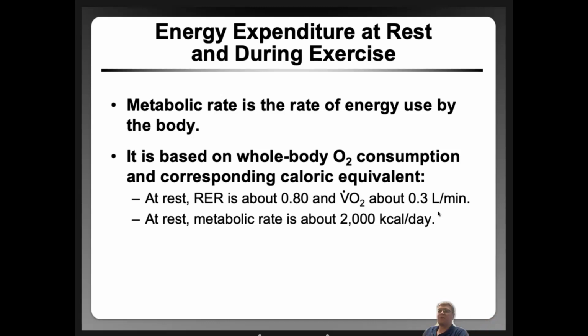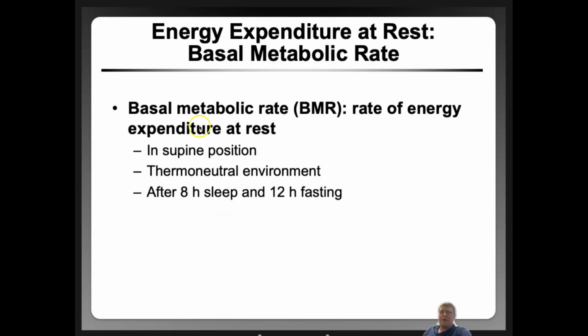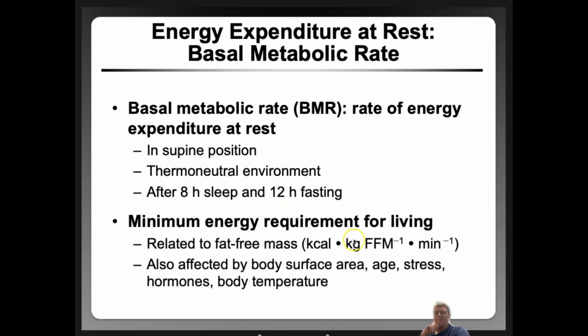So when they say your percentage of how many calories you need a day, or how many fats, all those things are based off of this 2,000 calorie day that comes from the respiratory equivalent, RER. Your basal metabolic rate is the rate of energy at rest. This would be in a laying down position, a neutral environment, after 8 hours of sleep and 12 hours of fasting. That's how you'd get that metabolic rate.